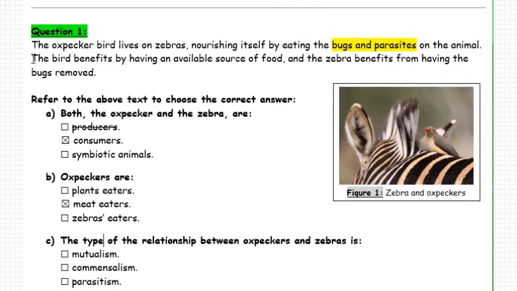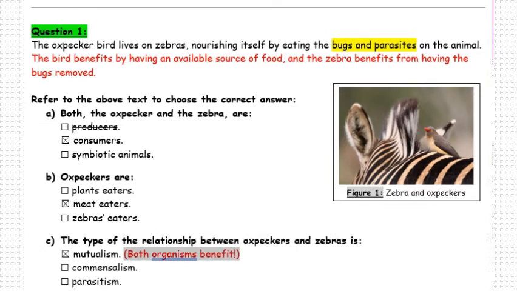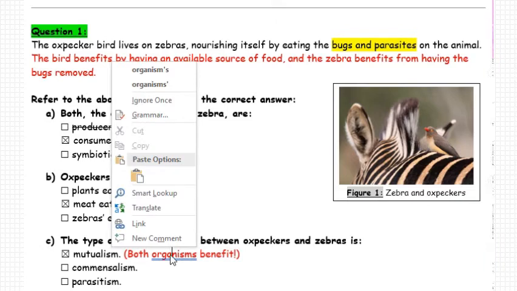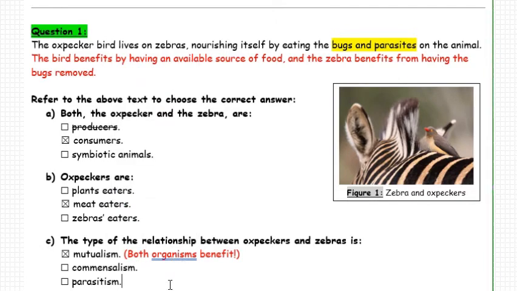The bird benefits by finding food. The zebra gets bugs removed. So both benefit. It's a mutualistic relationship. In this relationship, both organisms benefit. In commensalism, one organism benefits, the other one does not care. In parasitism, one organism is happy, the second one is harmed, is sad. So in this case, it's a mutualistic relationship.